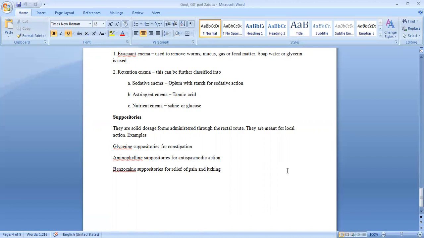I think you remember we studied about asthma, where a person has bronchoconstriction and the bronchioles go into severe spasm. So if you want to exert antispasmodic action in a patient who has asthma, we can use the suppository route sometimes. And then benzocaine suppositories can be given for people who suffer from pain or itching in the rectal area, in the anal area. We can give benzocaine suppositories for that purpose. So this is about suppositories.